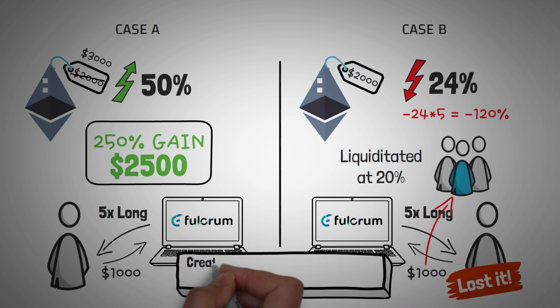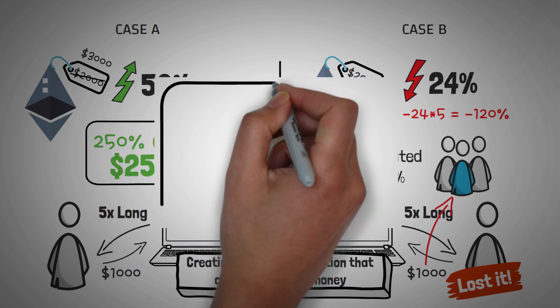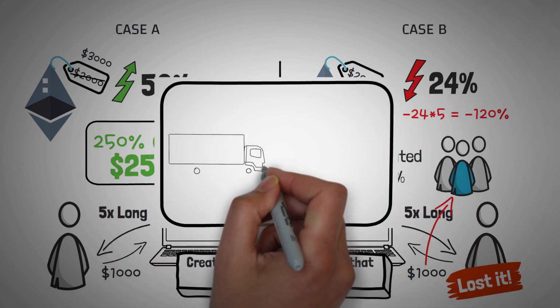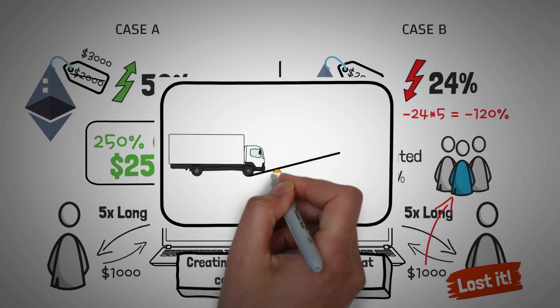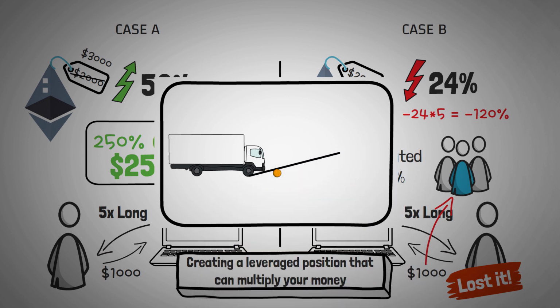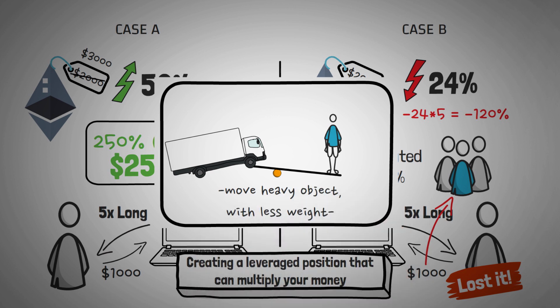Essentially, what you are doing is creating a leveraged position that has the ability to multiply your money depending on how you use it. Think of a really heavy object that you want to move. You can move it simply by using a lever with a pivot point close to the object and a really long arm. The longer the arm is, the less force you need to apply, but it does stretch out over a longer distance. However, in the end, you can move a very heavy object with less total force. This is basically what Fulcrum allows you to do.